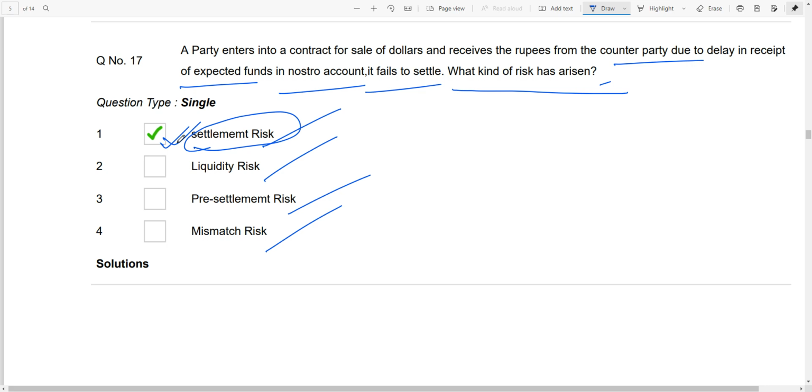A party enters into a contract for sale of dollars and receives the rupee from counterparty due to delay in receipt of expected funds in escrow account. It fails to settle. What kind of risk has arisen? Settlement risk has arisen. Okay.